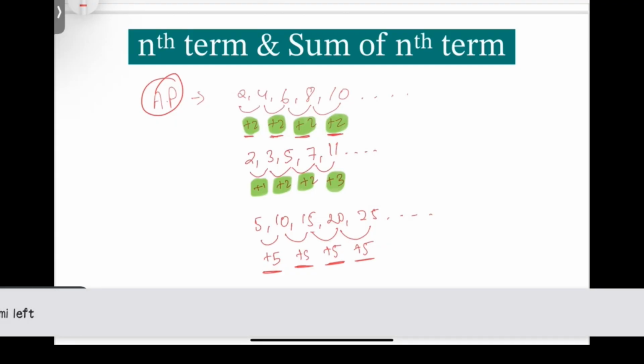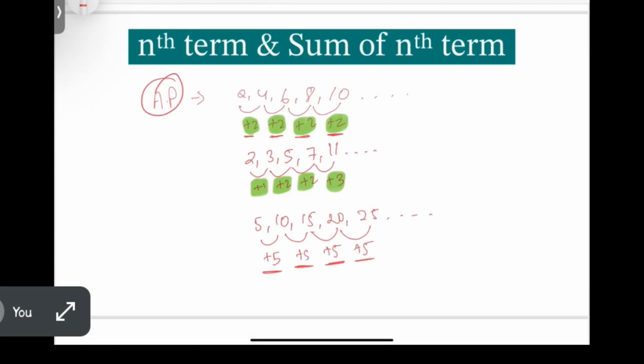Okay, so if we have an arithmetic progression, then we need to understand a few things here. We call it A, which is called the first term, and D we call it common difference.